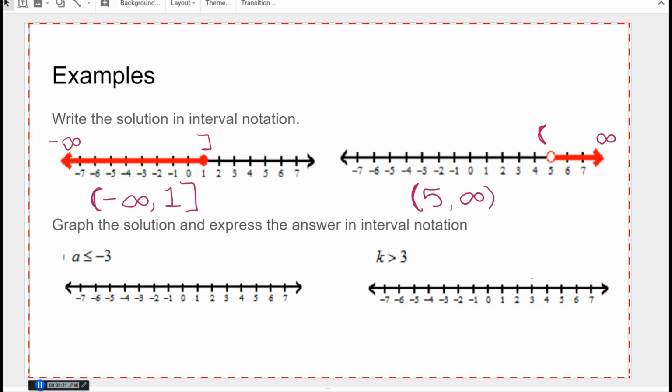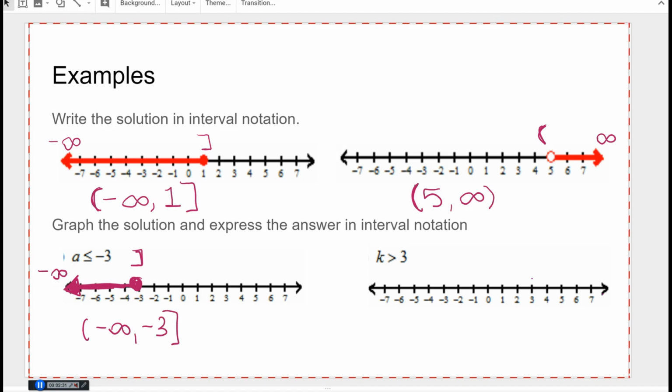Now they want us to graph the solution and then answer it in interval notation. So I know that it's going to be a closed circle at -3, and the arrow is going to point in this direction. Now if they want interval notation from left to right, the first thing I see is negative infinity, and then a closed circle, so that's going to be a bracket. So this would be negative infinity to -3 bracket.